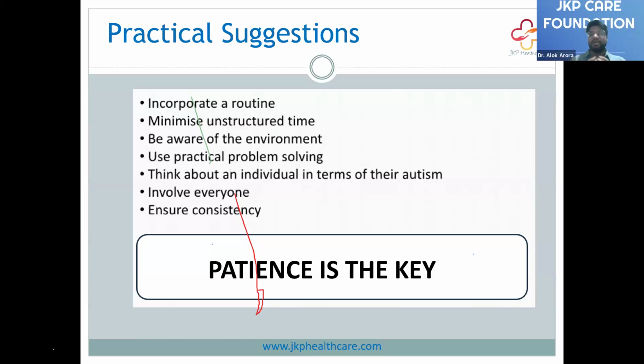Whatever skill you are teaching, break the skill into smaller parts, the smallest possible part, and teach it to the child. Whichever therapies you are doing, patience is the key. Results will take time. Do not overburden yourself with results. Patience is the key in autism management.